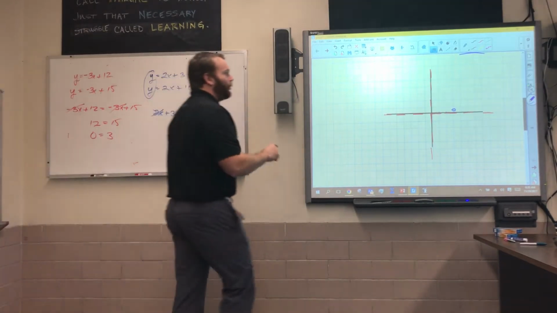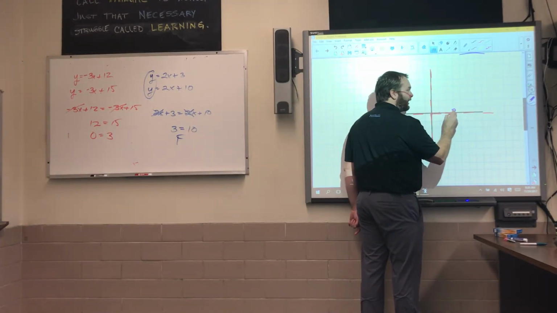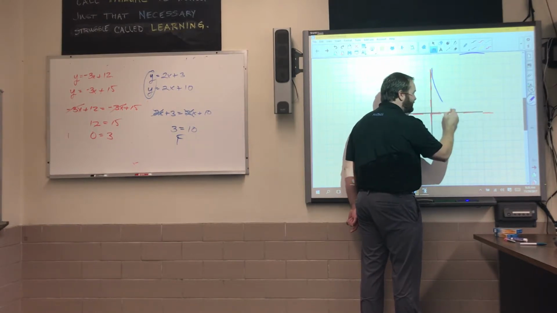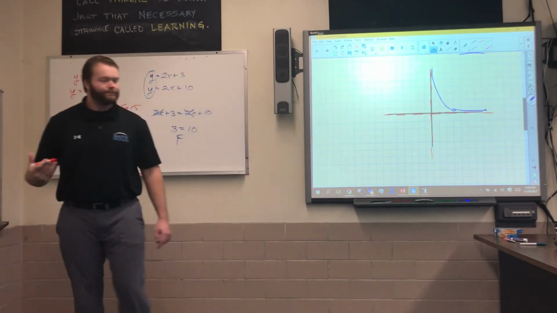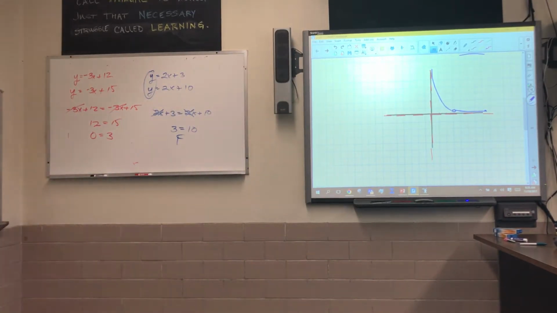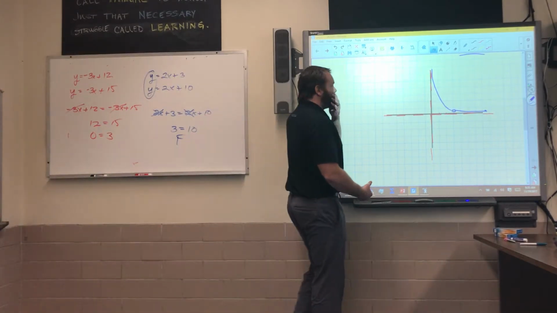So if that's the only issue, I skip that point, and I go to the next point right after it in both directions. That means that the curve has to exist in that same region that the hole was in. Does that make sense? It can't be on the other side of the asymptote. All right. So that's kind of what my graph is going to look like there.